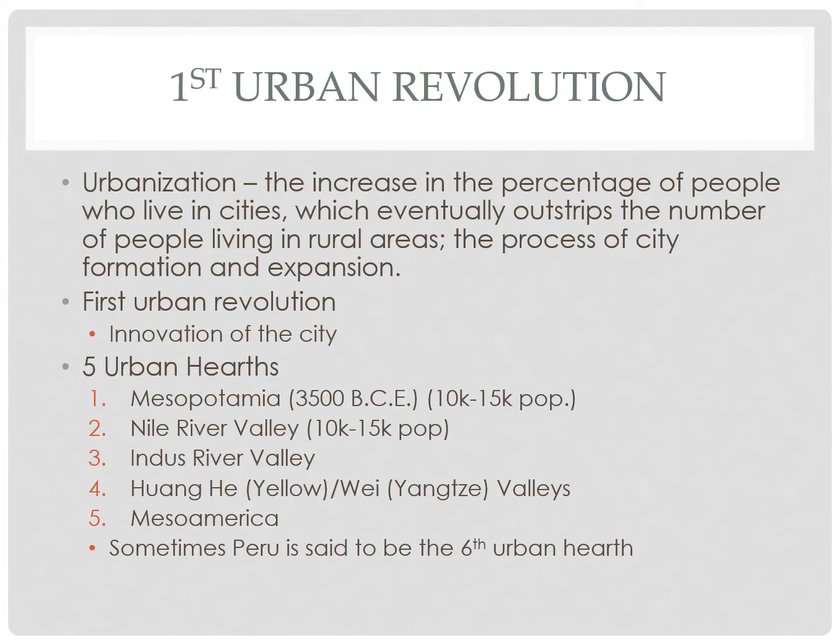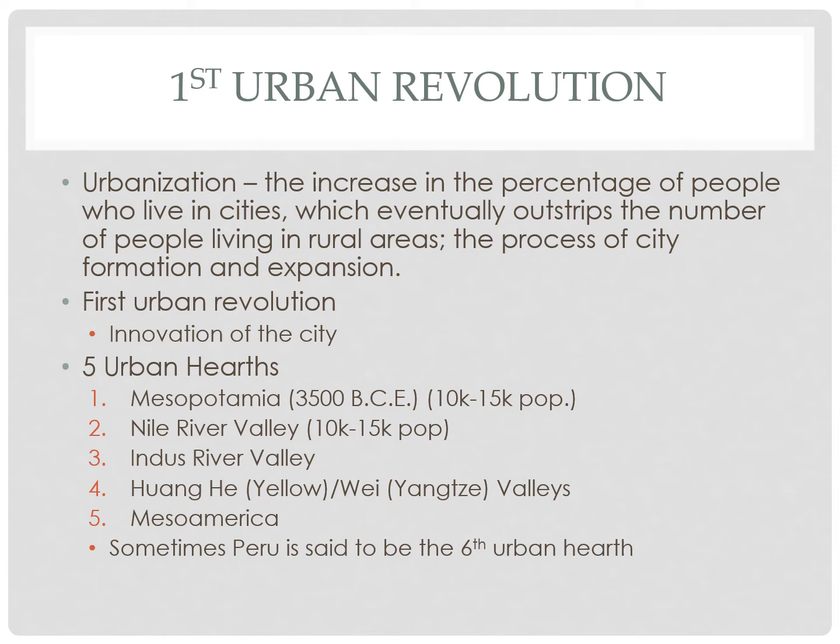So now that we've looked at all the different characteristics that influence what cities are, where they're located, let's take a look at the historical background of them. So we start out with the first urban revolution. So before we get started with that, let's start out with the definition of what urbanization is. It is the increase in the percentage of people who live in cities, which eventually outstrips the number of people living in rural areas. In fact, just during the 2000s, our world has gone from a predominantly rural planet to a predominantly urban planet. We have now more people living in cities than ever before in human history.